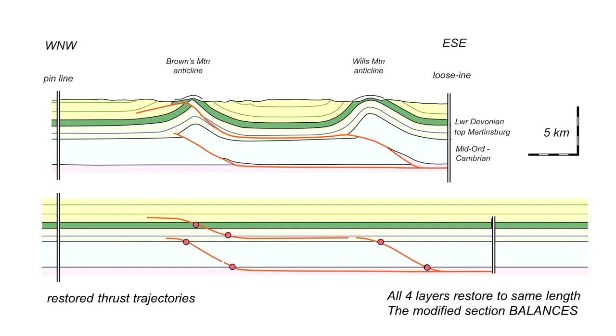So we can see we've got a basal detachment running in the lower Cambrian stratigraphy at the base of the section below the carbonates, climbing up through the carbonate layer. And we can also see we've got a detachment within the Martinsburg that stacks up the younger Ordovician and Devonian strata that overlie it.